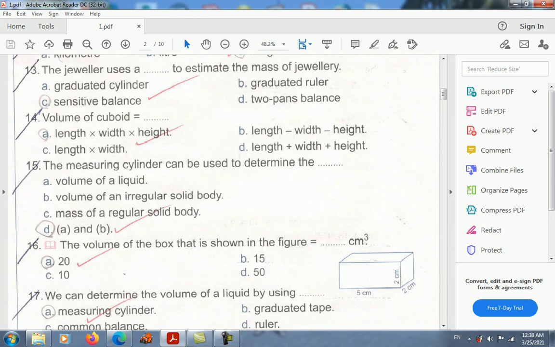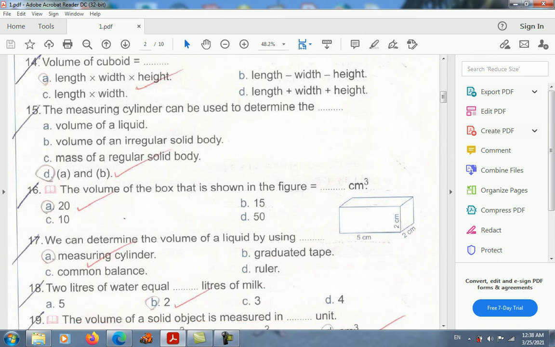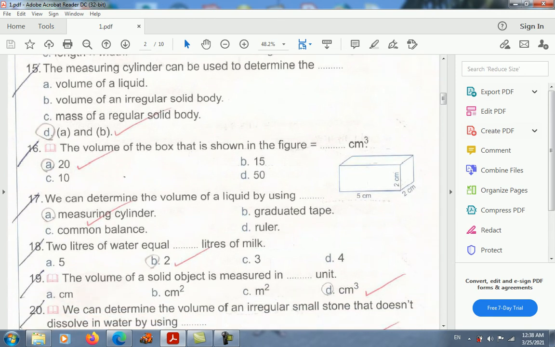13. The jeweler uses a sensitive balance to estimate the mass of jewelry. 14. Volume of cuboid equals length times width times height. 15. The measuring cylinder can be used to determine the volume of a liquid and volume of an irregular solid body, which is A and B.